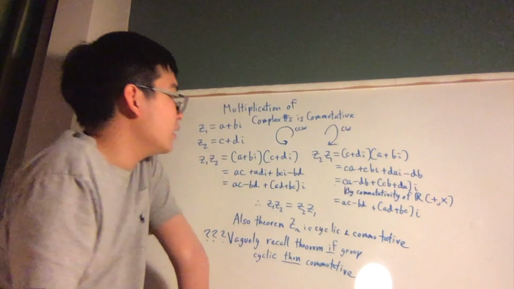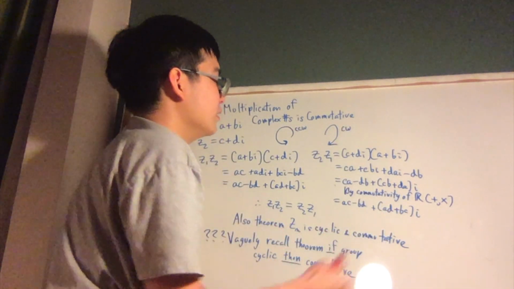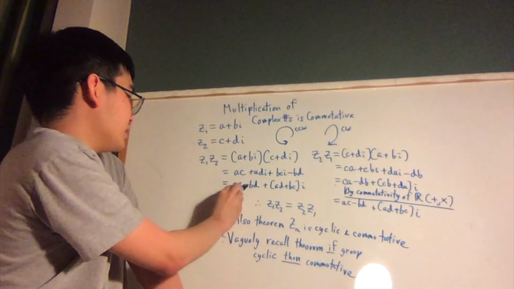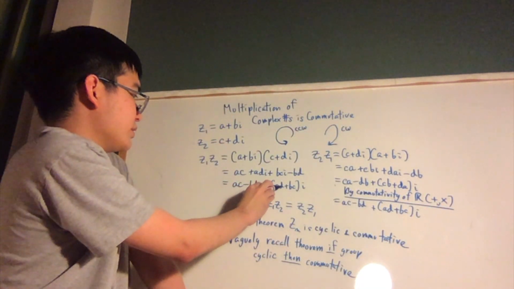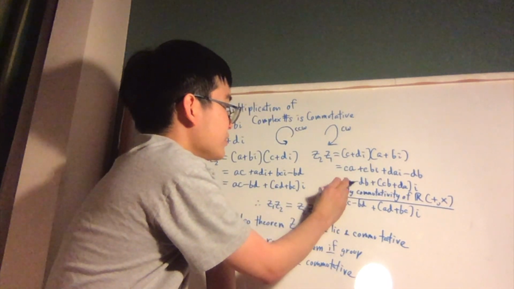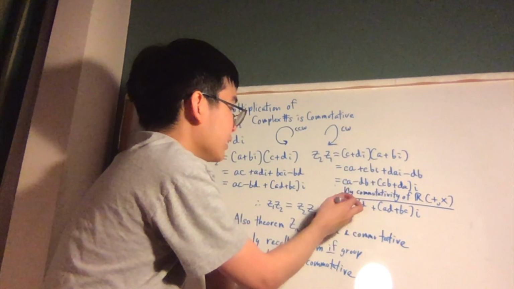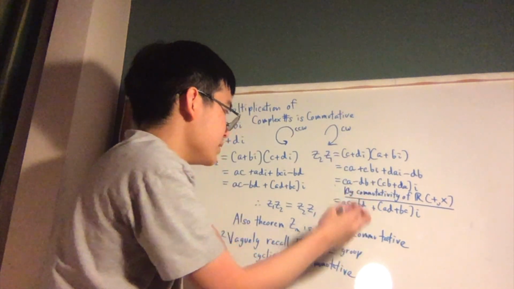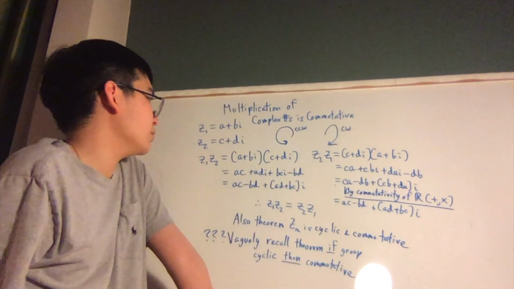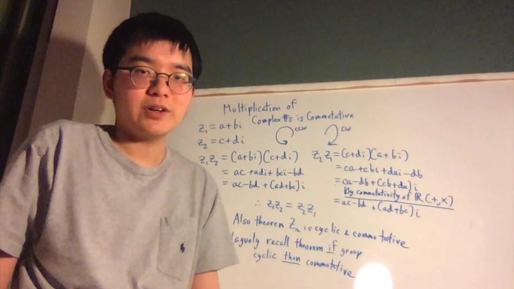Now, simply due to the commutativity of multiplication and addition in R, see, this is AC minus BD, and here is plus AD plus BC. Here I have CA minus DB plus CB plus DA. I can simply rewrite that into the same guy, AC minus BD plus AD plus BC. Therefore, Z1 times Z2 equals Z2 times Z1. So, complex numbers are commutative, and rotating in any direction is allowed.